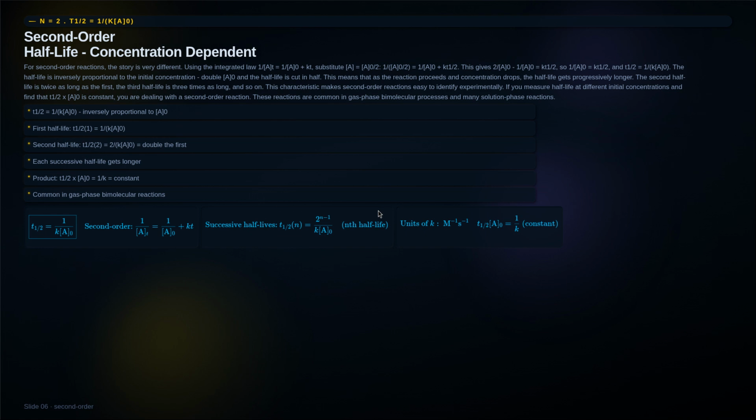Using the integrated law 1 over A at time t equals 1 over A0 plus Kt, substitute A equals A0 over 2. 1 over A0 over 2 equals 1 over A0 plus K T1/2. This gives 2 over A0 minus 1 over A0 equals K T1/2, so 1 over A0 equals K T1/2, and T1/2 equals 1 over K times A0.